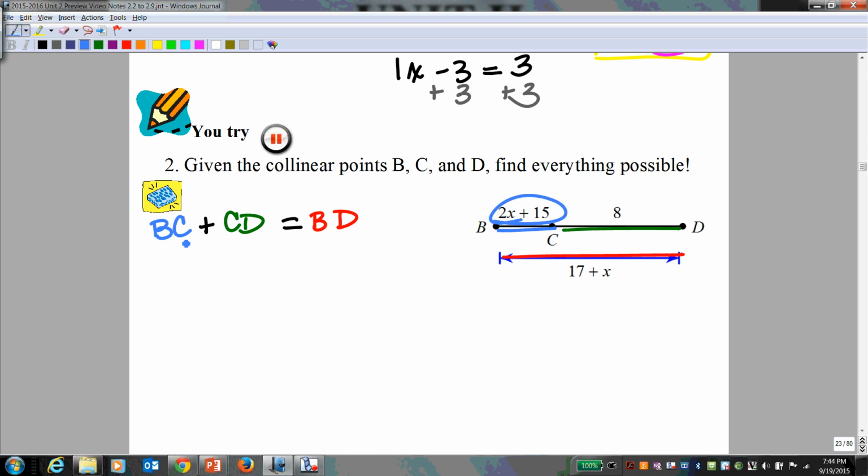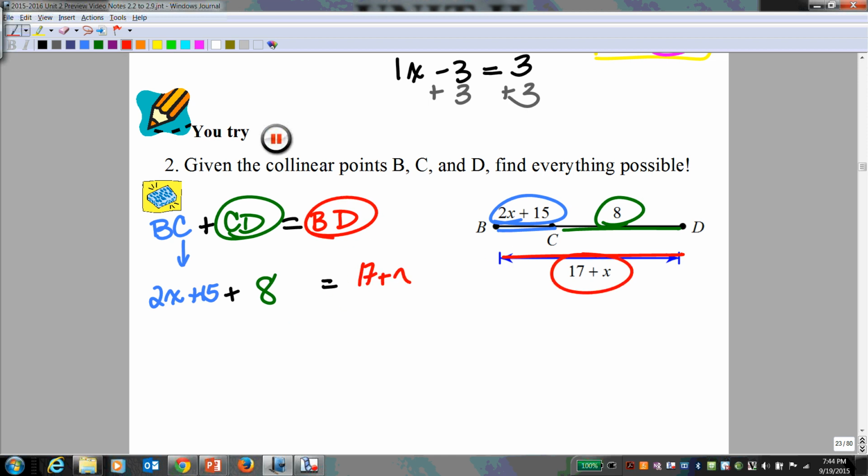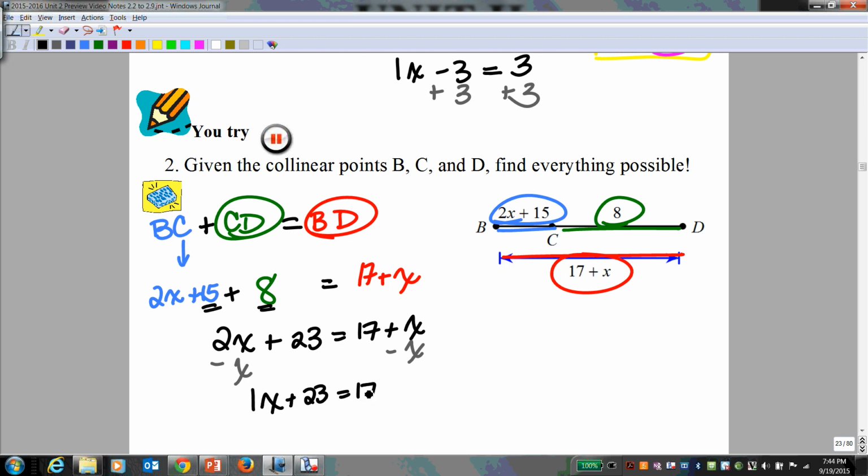So B to C, we're going to come right down here, plug it in: 2x plus 15. B to D, circle, plug, chug. Collect like terms and start solving. You should have gotten x equals -6. Now, don't stop there. We have to see if it actually works.